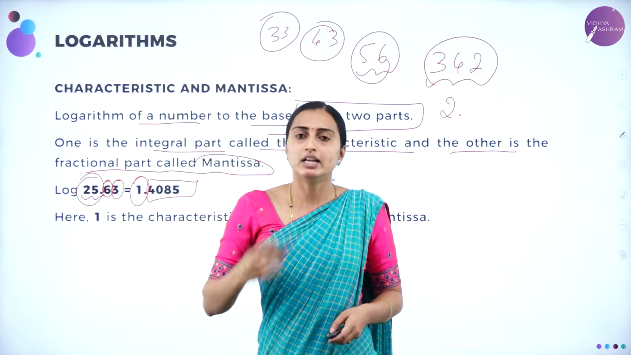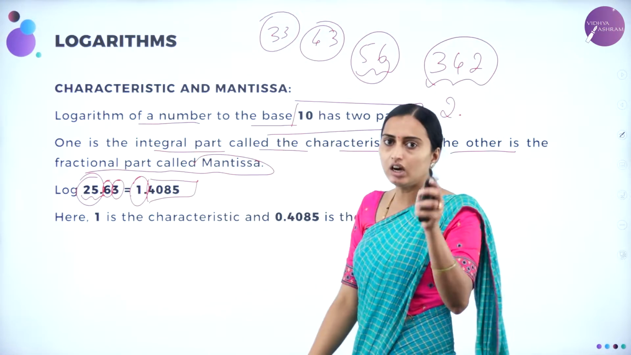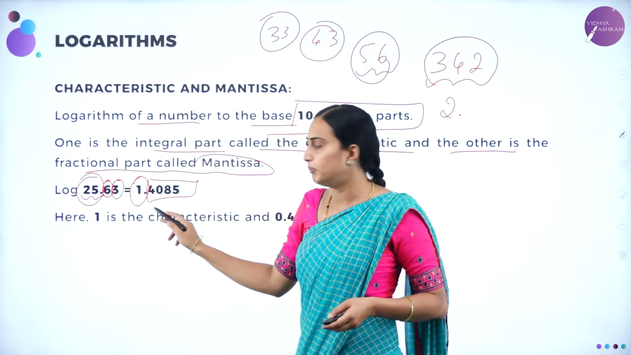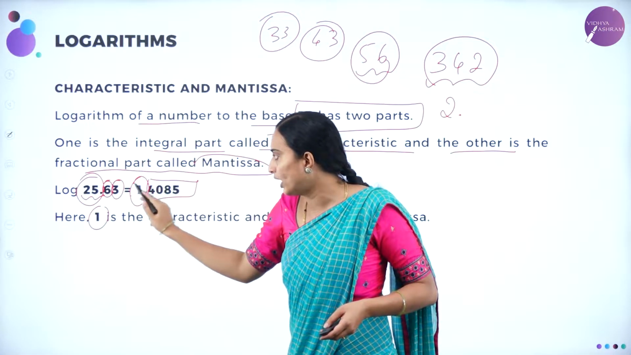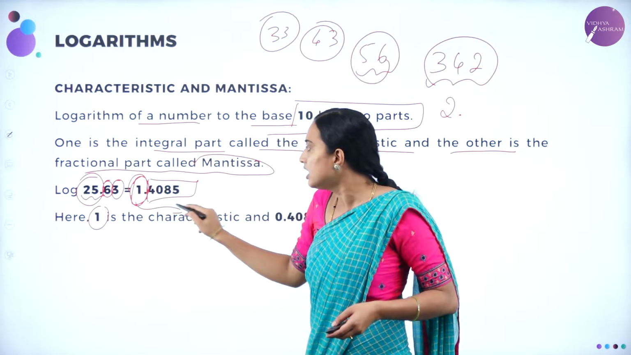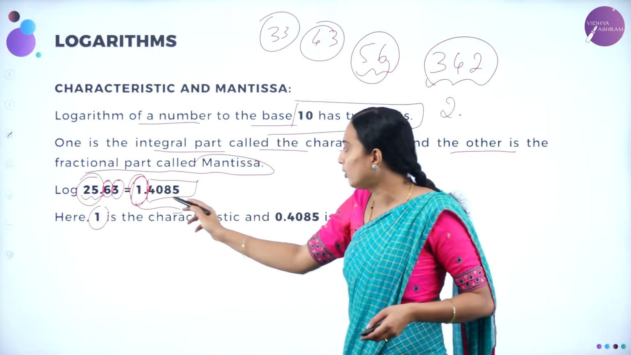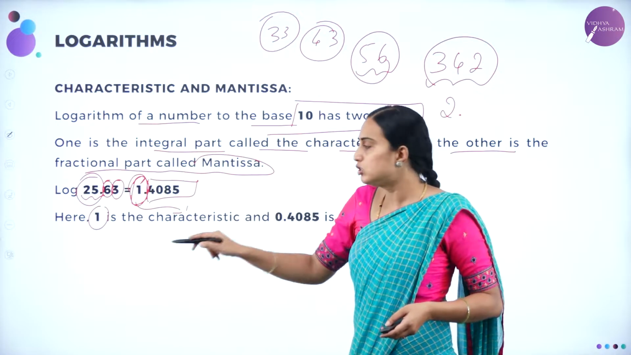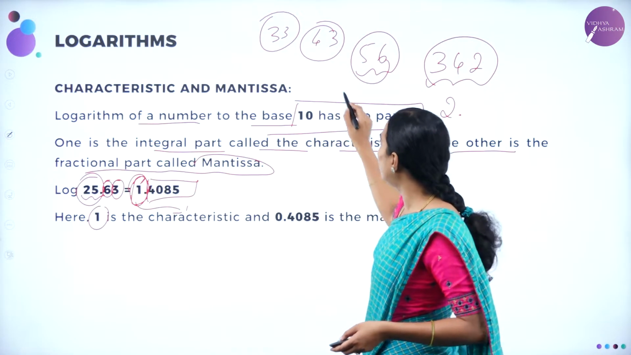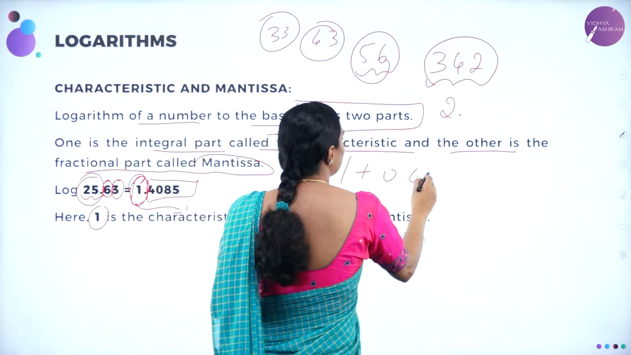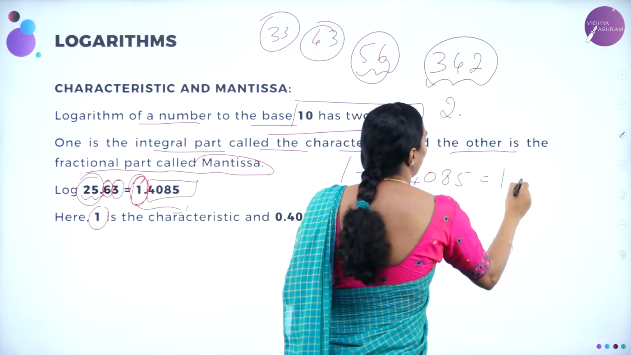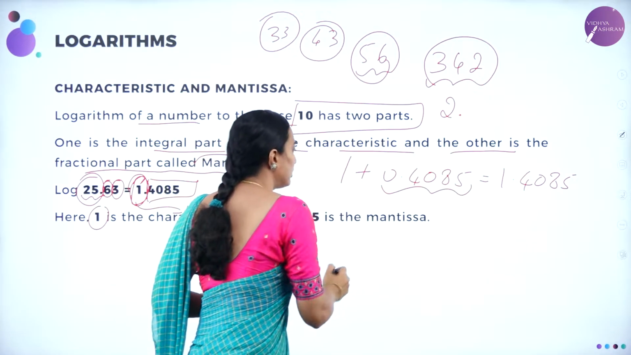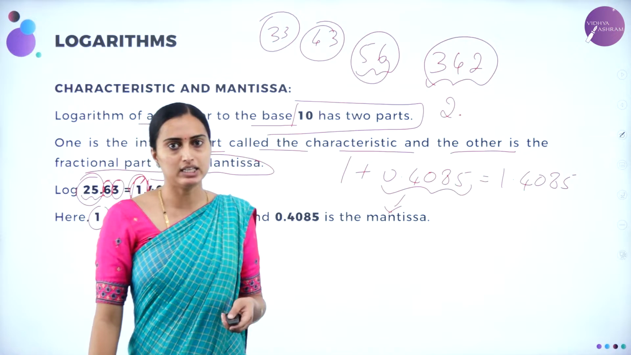For example, let me give you some more clarification. What is a mantissa? What is a characteristic? I am going to show you. After finding the logarithmic table value, before the decimal point, that is 1, this is going to be known as the characteristic. After the decimal point, whatever value you have, leaving this one, what is remaining? 0.4085. That is, 1.4085 is 1 plus 0.4085, correct? So this 0.4085 is going to be known as the mantissa.